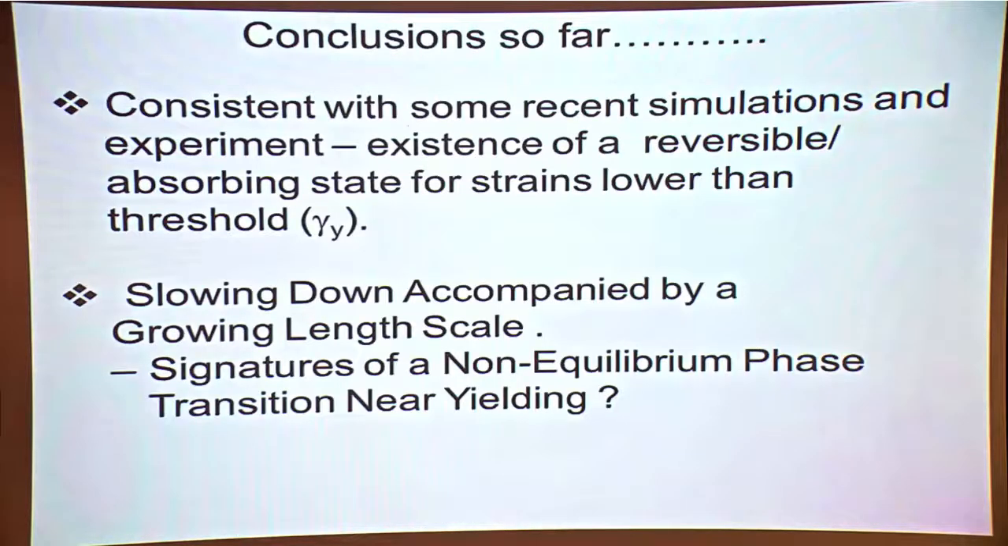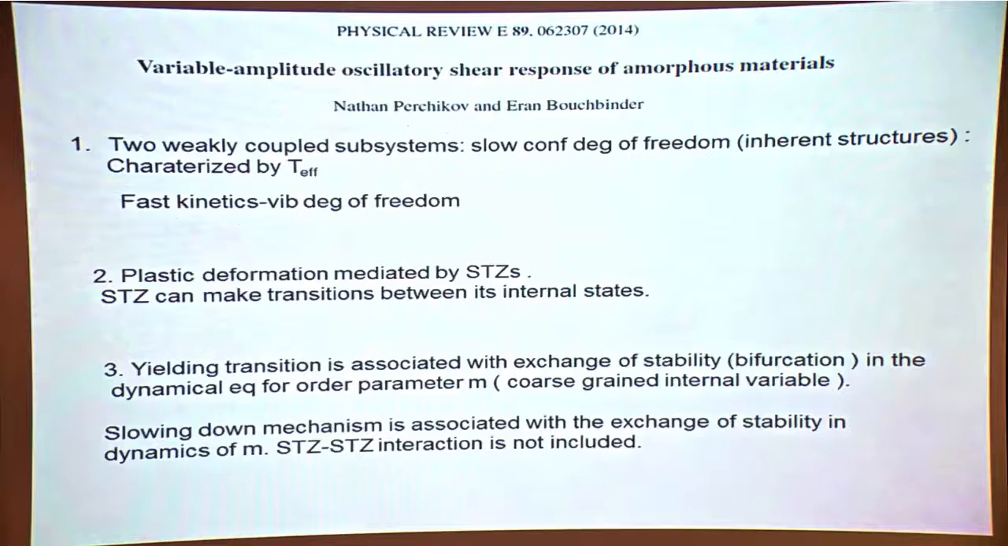Okay, so these are the two conclusions so far, and now I'll come to the questionable parts. This is what the experiments are saying. Here they are consistent with some simulations, like Pine's results, and there is some state below gamma y, which you can call reversible, and then they're slowing down. But more important is that there is a growing length scale, which leads to probably growing tau in this picture. Now, the question is, what are the other scenarios possible to explain this?